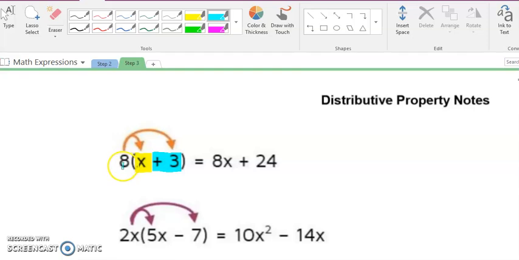8 is outside the club, but he wants to come inside the club because he's leaning on the door of the club. And consequently, when he comes inside, he's going to multiply by the x, and he's going to multiply by the positive 3. 8 times x gives us 8x. 8 times positive 3 gives us positive 24. It's kind of a silly little way to remember it, but it usually works pretty well.